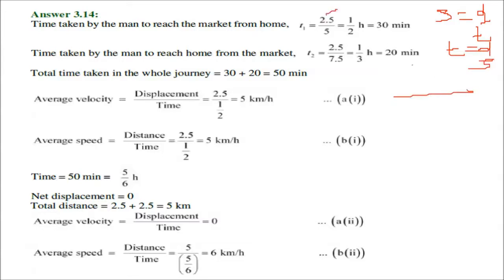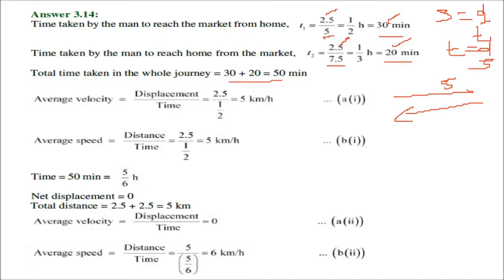What is the distance from here to here? 2.5 km. What is the speed? 5. Initially the speed was 5. So 2.5 by 5 is half hour, which is 30 minutes. Now when he is returning back, the distance remains the same, but the speed increases to 7.5. It will be 1 by 3 hours, that is 20 minutes. So what is the total time? This 30 minutes plus 20 minutes, which is 50 minutes.